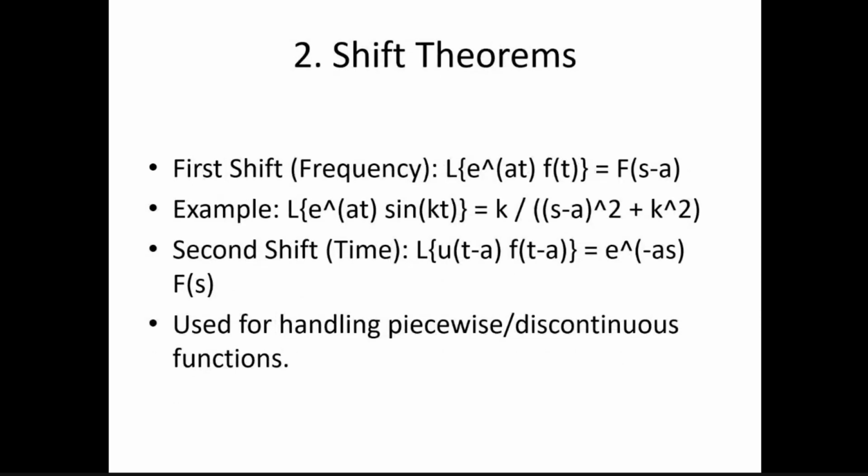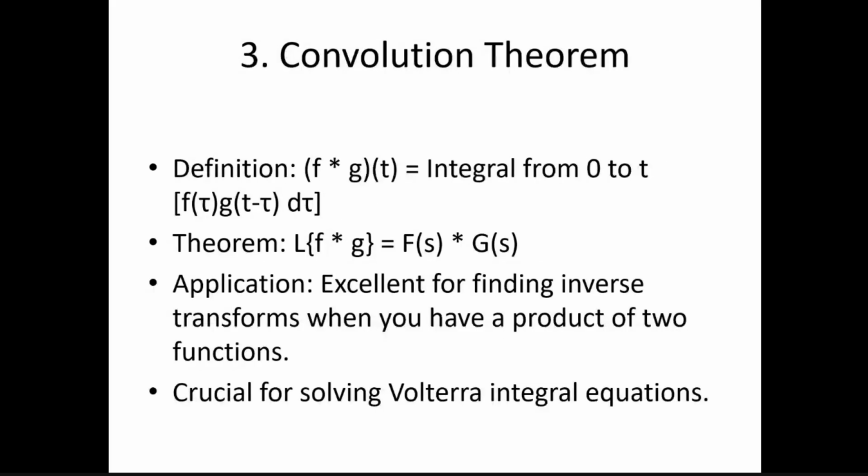So there is a first shift: if the function is multiplied by e to the power at, then we get F(s minus a). If the function is sine kt multiplied by e to the power at, it is k over (s minus a) whole squared plus k squared. The second shift is if it is u(t minus a) f(t minus a), then it is e to the power minus as F(s), and Laplace transformations are used for handling piecewise discontinuous functions.